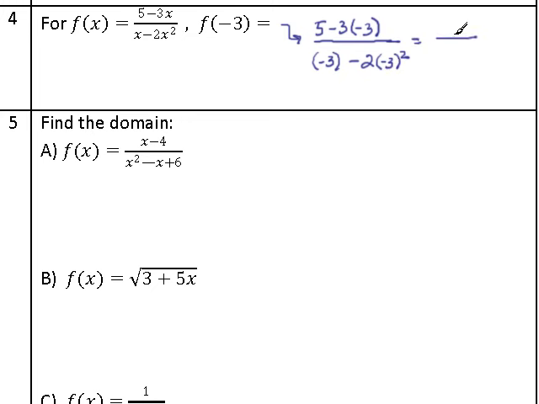So here on top we have 5 plus 9. And here we have minus 3 minus 2 times 9. All right, let's keep going. So in the numerator, 5 plus 9, that's 14. And then in the denominator, we have minus 3 minus 18. So that's 14 divided by negative 21. We might as well reduce this, divide top and bottom by 7. So we have 2 divided by negative 3.